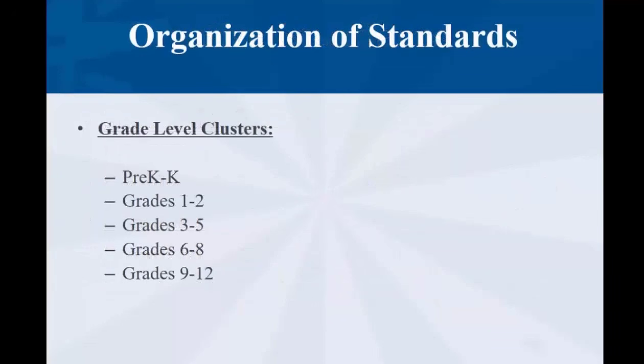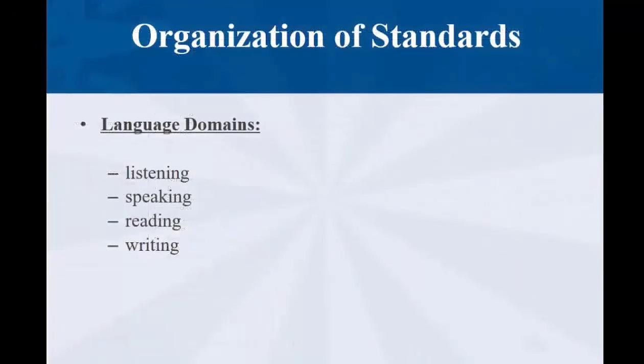Generally, MPIs or Can Do descriptors are separated into grade level clusters. There's usually a K cluster, grades 1 to 2, grades 3 to 5, grades 6 to 8, and a 9 through 12 cluster. There are 4 language domains: listening, speaking, reading, and writing. Students are assessed in all 4 domains on the ACCESS test.